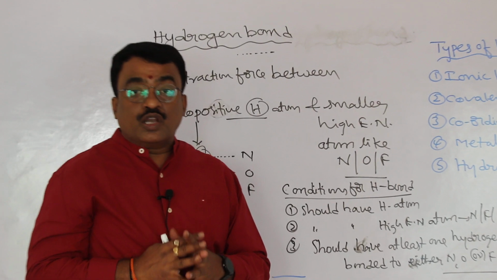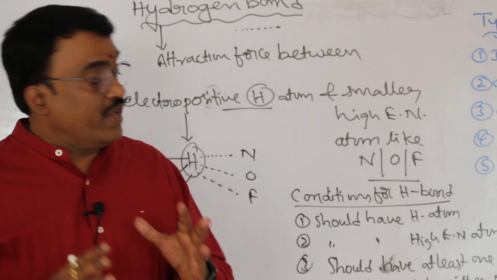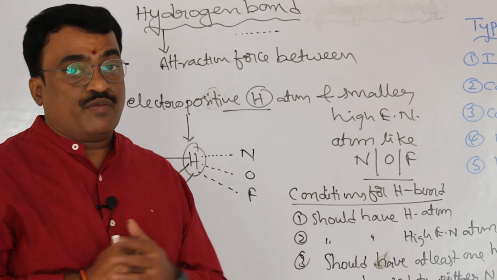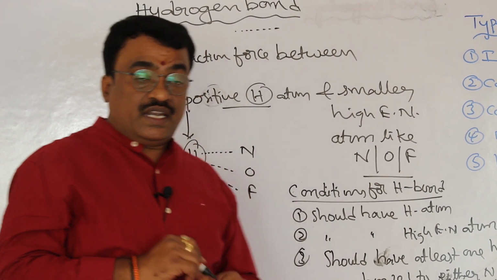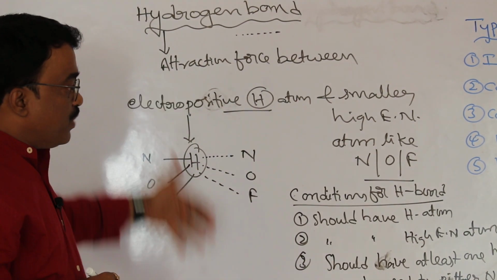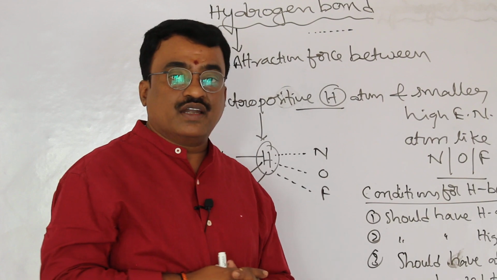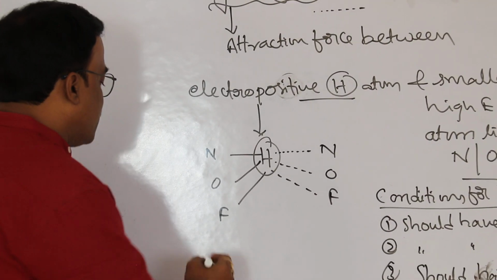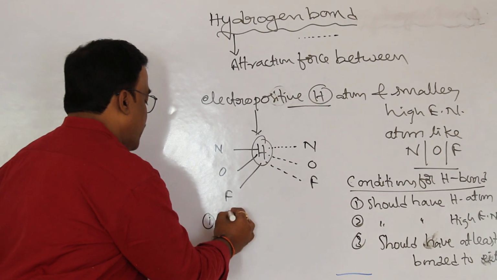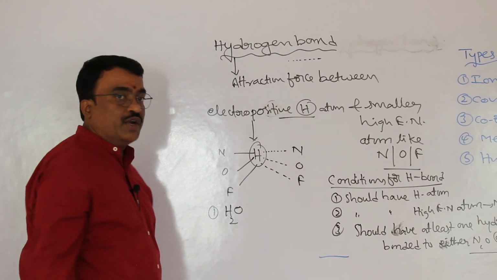Are compounds or molecules having hydrogen? Every compound having hydrogen doesn't form hydrogen bond. These conditions should be satisfied. Let's see an example, whether that compound is going to form hydrogen bond or not. Later we'll see the types of hydrogen bonds. Right, let's start with this example H2O. Does water form hydrogen bond or not?